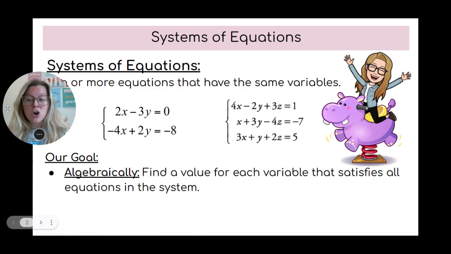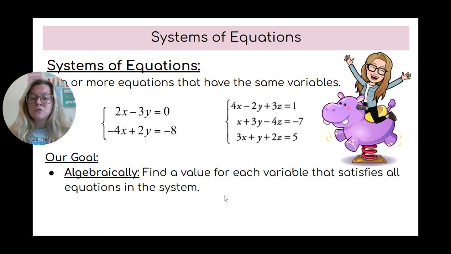Okay, so our goal when we're solving these is to find a value for each variable that satisfies the equations in the system. So when we're solving this using math and not graphing, we are trying to find a value that we can plug in for x and another value to plug in for y that makes the left side of this equation equal to the right side of the equation, and also the same x and same y balances this bottom equation. So that is our goal, finding an x and y that works in both of those equations.